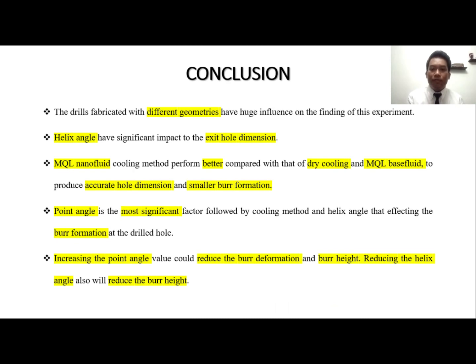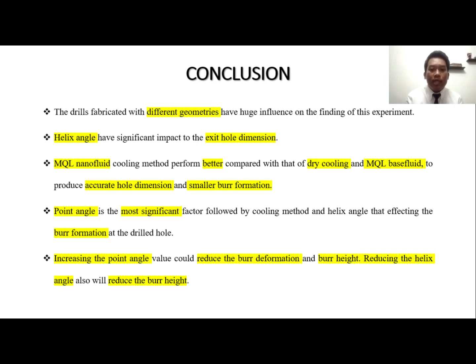For conclusion, the first point is that the drill fabricated with different geometry of point angle and helix angle has a really significant impact on the outcome of this experiment. Next, to get the best value for hole dimension, helix angle is the most important factor compared with the other two factors. Next, MQL nanofluid is the best cooling method compared with dry machining and MQL base fluid to produce hole dimension accuracy and smaller burr formation in the drilling process.